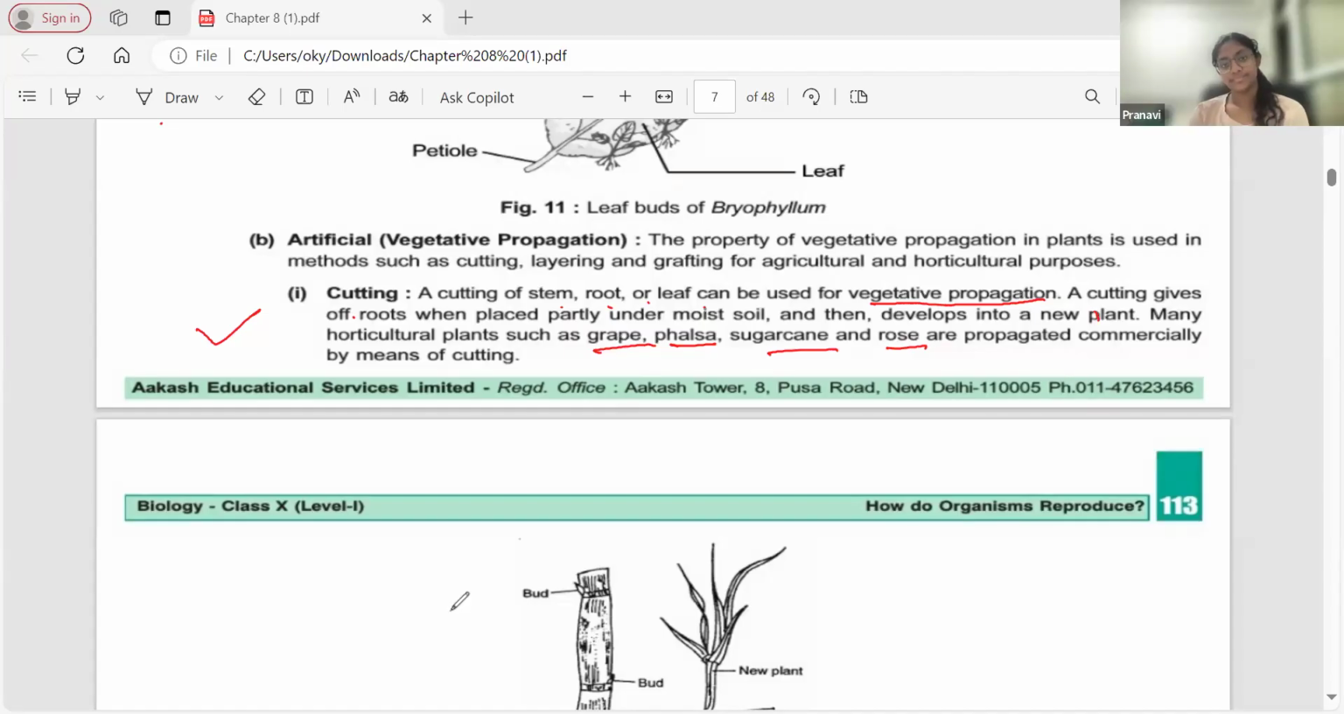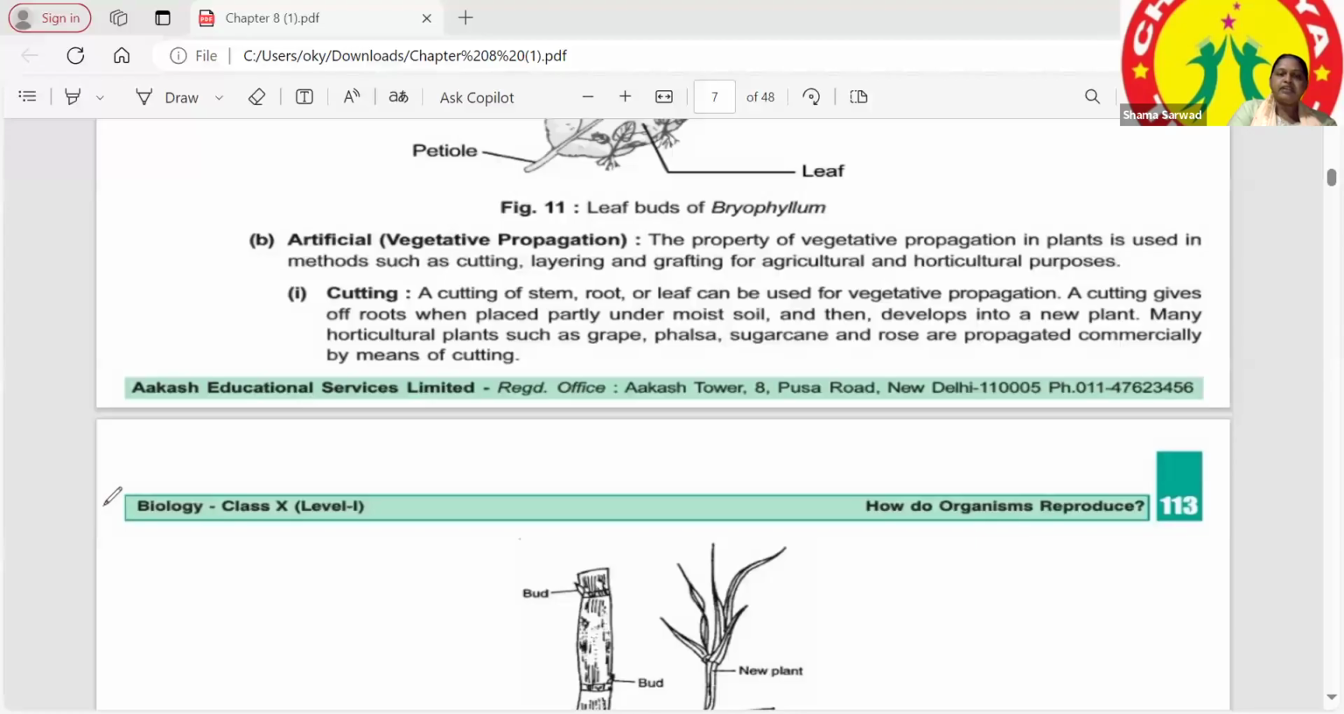Ma'am, what is falsa? Falsa, it's a kind of fruit, I guess. Okay, ma'am. I'm not aware of this fruit. It's a kind of fruit. Like grape. Grape gardening, I know about it. In that also, we just take a piece of that stem, and it happens just like sugarcane. Yes, ma'am. Fine. It's a very common and very easy example.